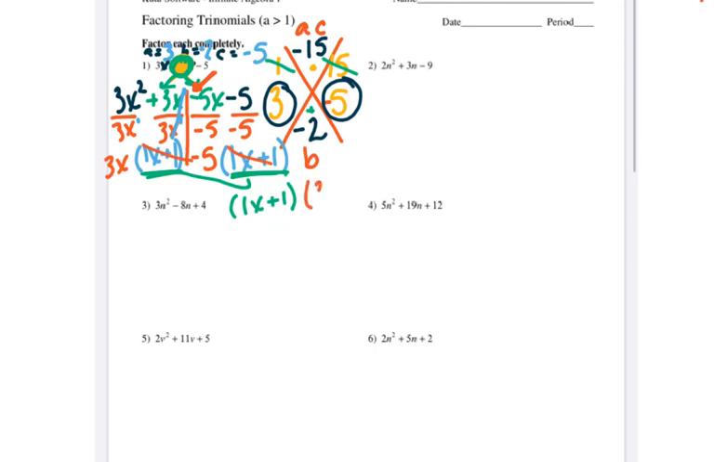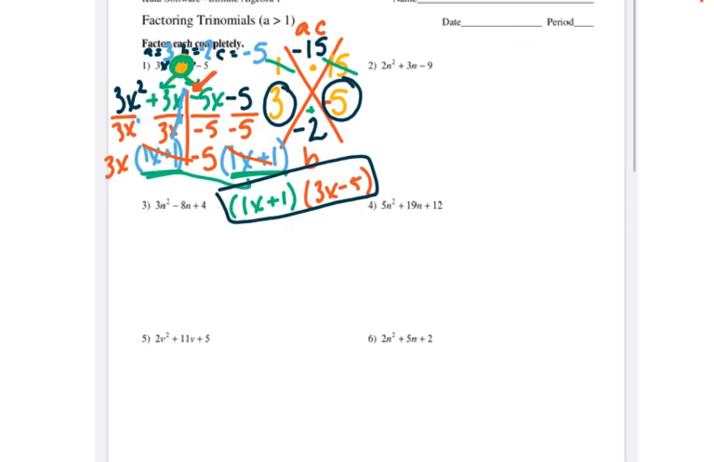What's left over? 3x minus 5. This is called factoring. It's a lot of steps, but once you do it, it's not that bad. I'll do 2 more with you, and then you'll try the rest of the front on your own.